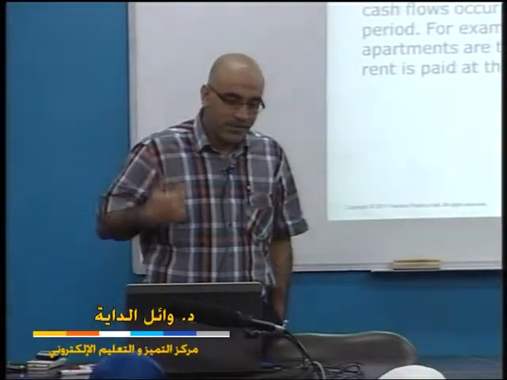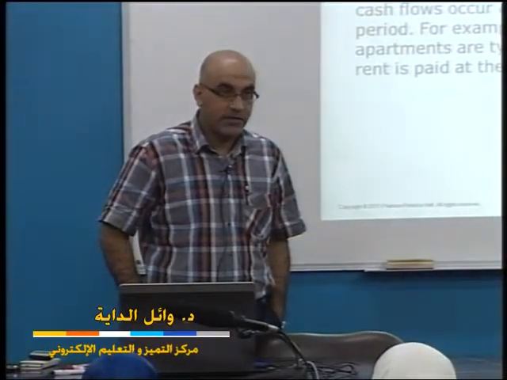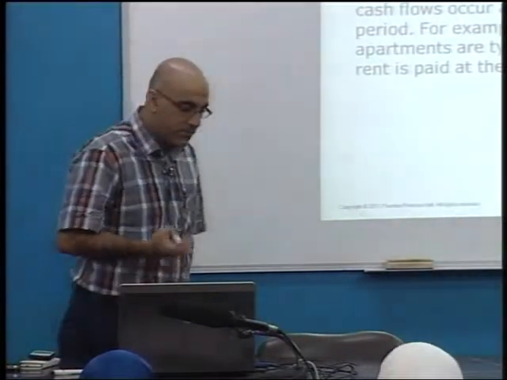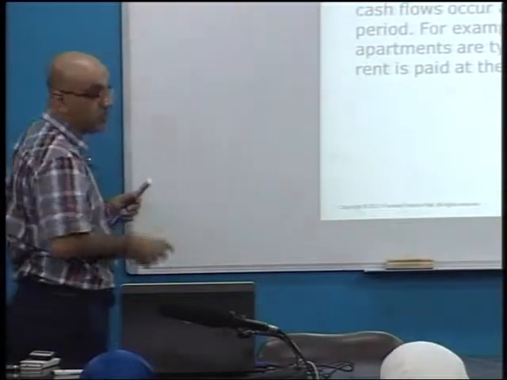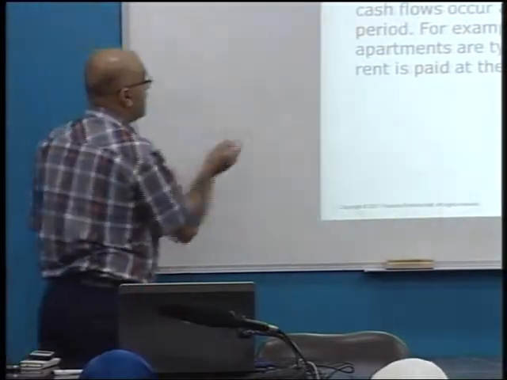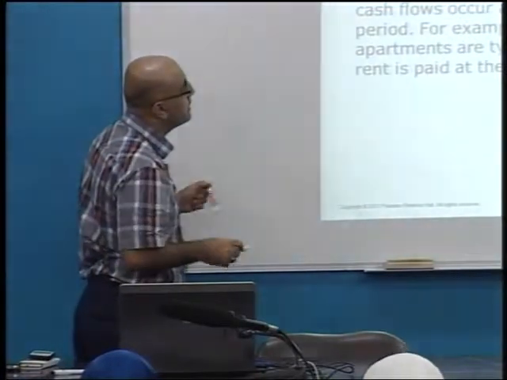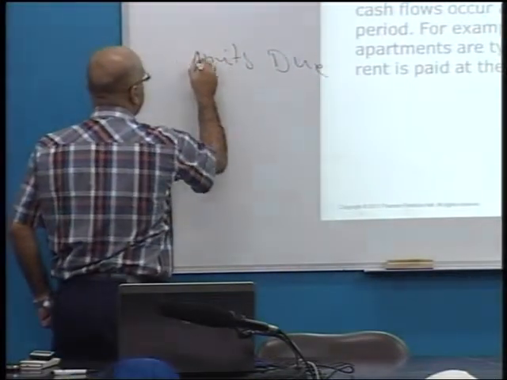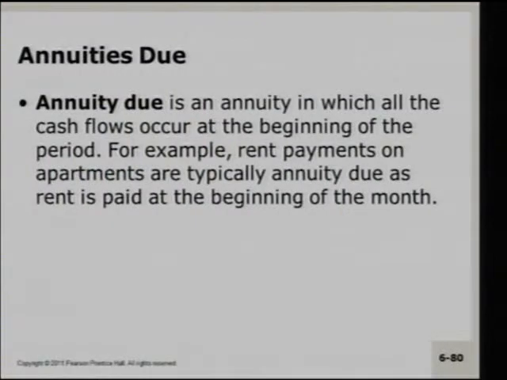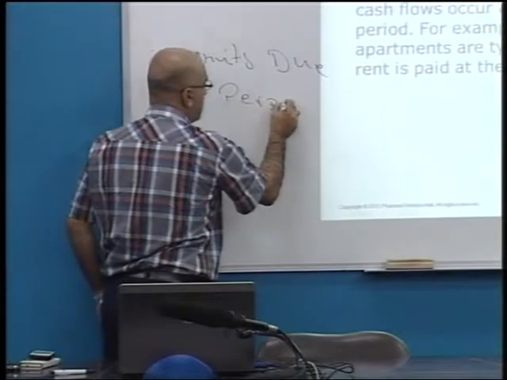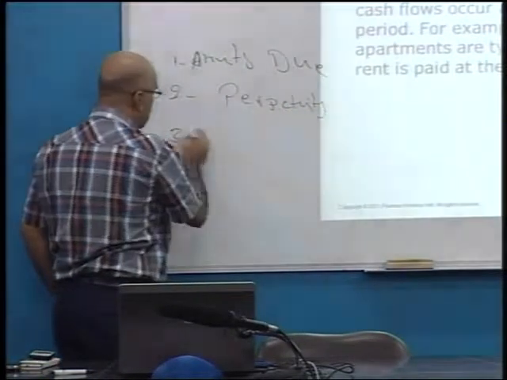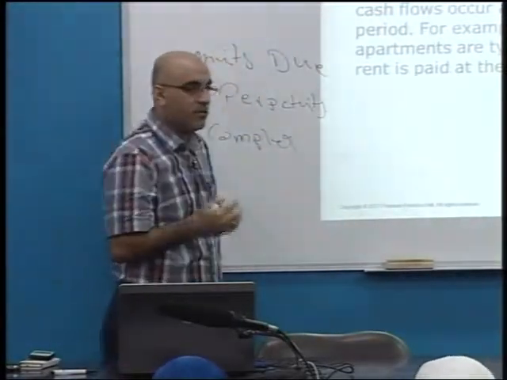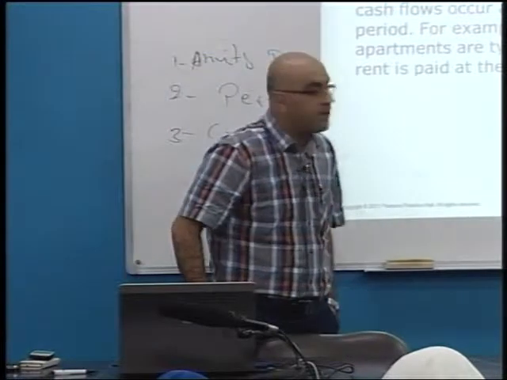In previous meetings we talked about the ordinary annuity and how we amortize loans. Today I'm going to talk about three things. First, the annuity due. Second, the perpetuity. And third, the complex cash flow. So we will talk about these three main things in this chapter.